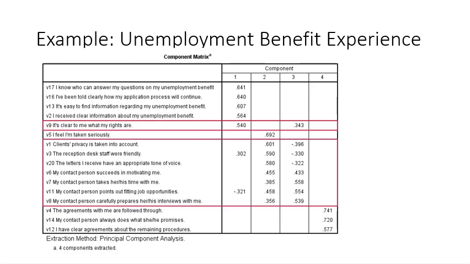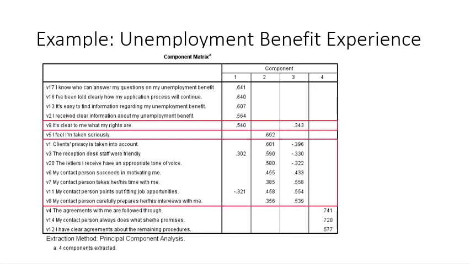Number 16, I've been told clearly how my application process will continue. Variable 13, it's easy to find information regarding my employment benefit. And variable 2, I received clear information about my unemployment benefit. Those four went together. High scores on one tended to go along with higher scores on the others. It's the first component, it's a strong component, and the researchers would want to give it a name, and maybe they would call it information provision.